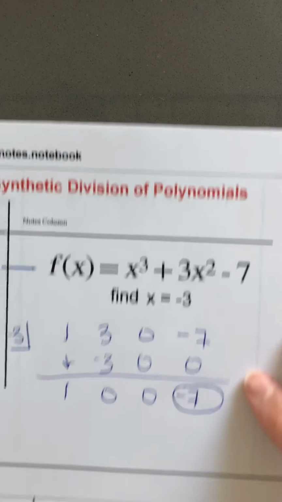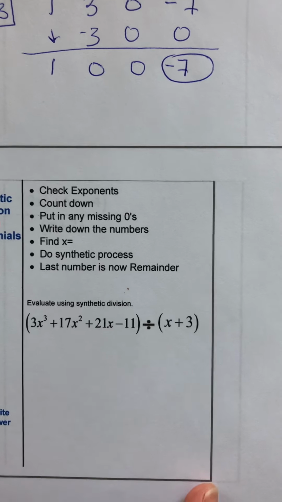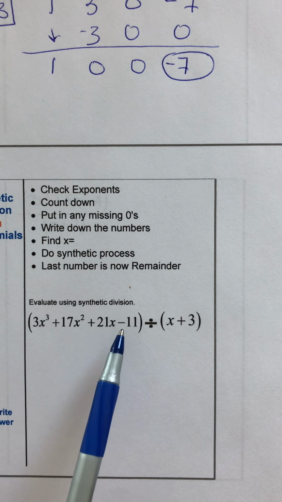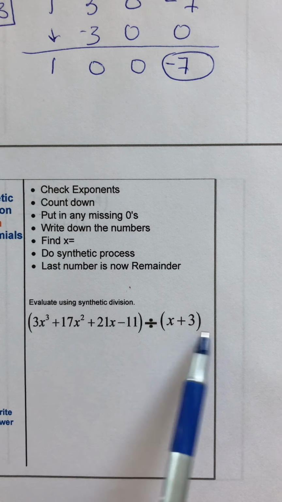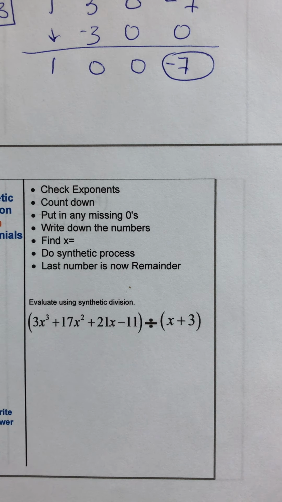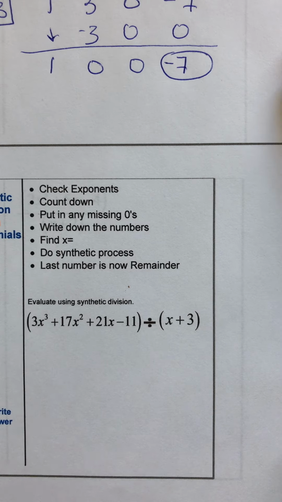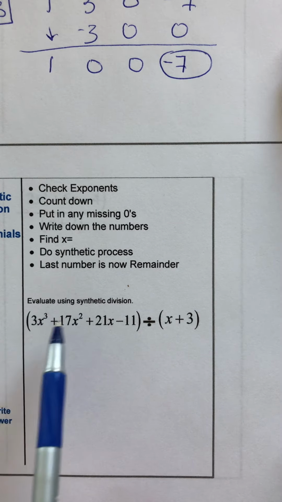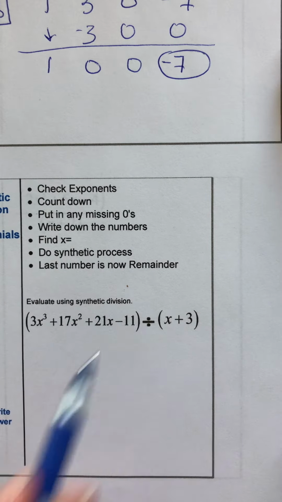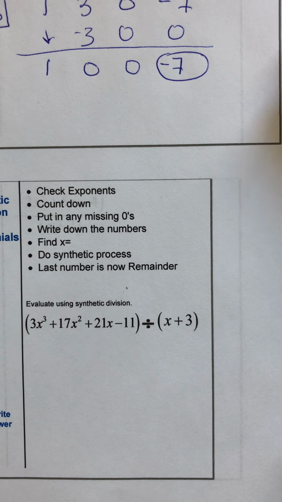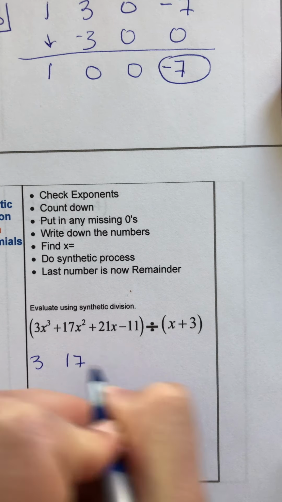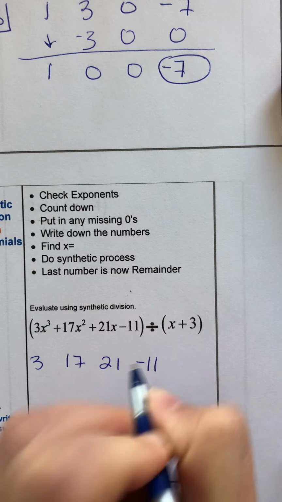So like I said, we're going to take this one step further and we're going to look at synthetic division. So our problem is going to look like this: 3x cubed plus 17x squared plus 21x minus 11, and we're dividing that by x plus 3. We have our steps up here. We're going to talk through the steps as we go through this example. So it starts with, check the exponents. We've got cubed, squared, x, and nothing. Counting down, we're not missing any, so we don't need any placeholders. We're just going to write down our coefficients. So 3, 17, 21, and negative 11.